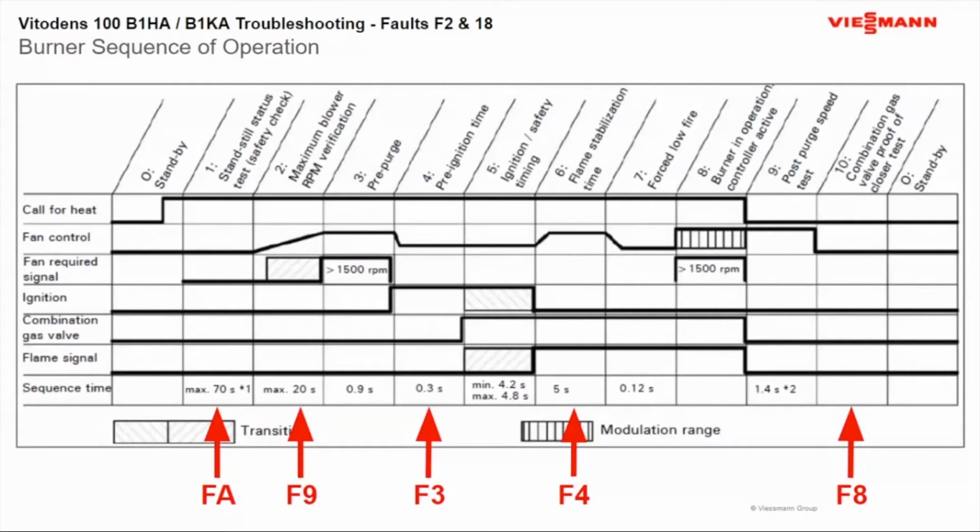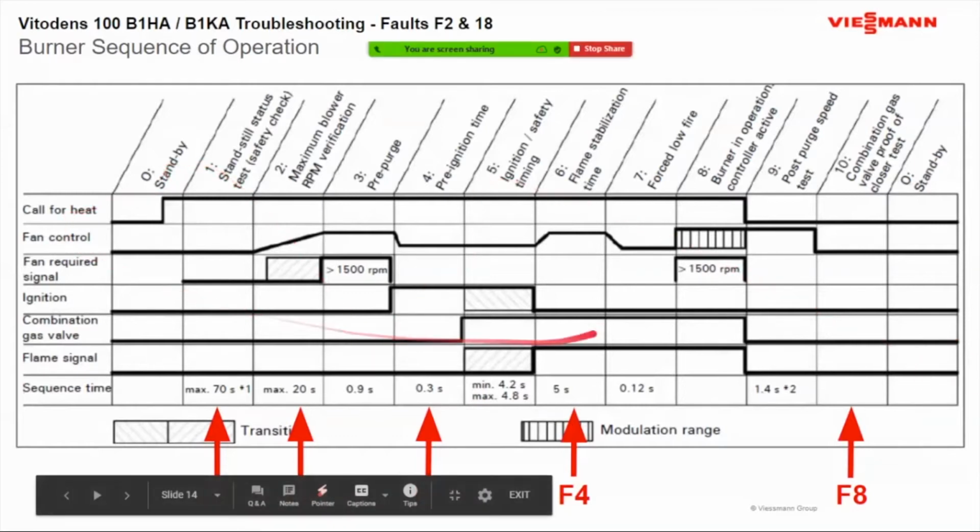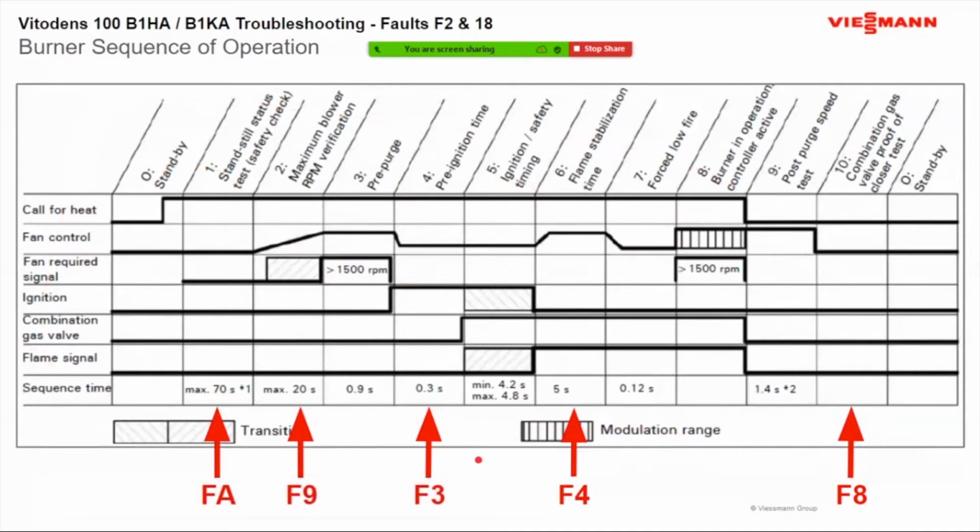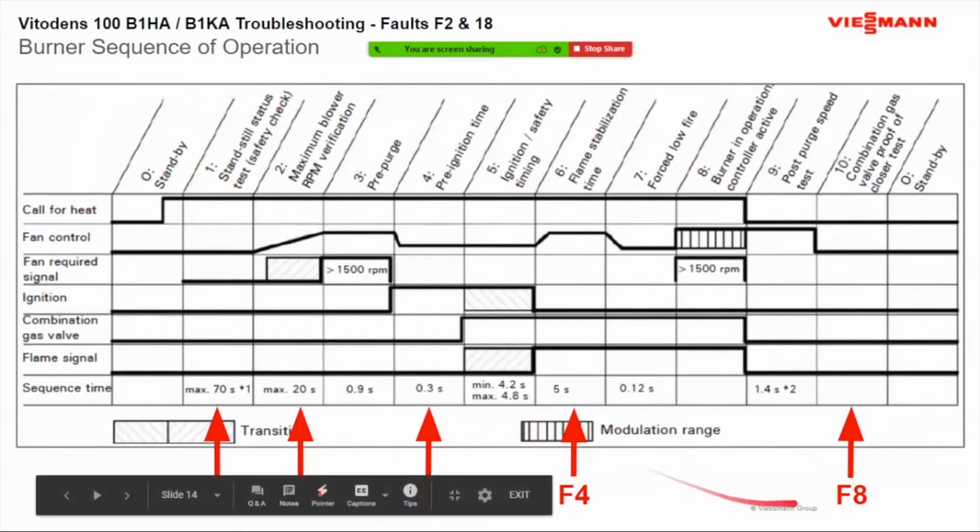Just showing you the burner sequence of operation here, and then as you can see how long each thing runs. This is copied right out of the manual, this part here. And then we just added these where you may get some of these faults on your boiler, just to see whereabouts it would happen. This bottom part is not in your manual. These are things that we create here for training.